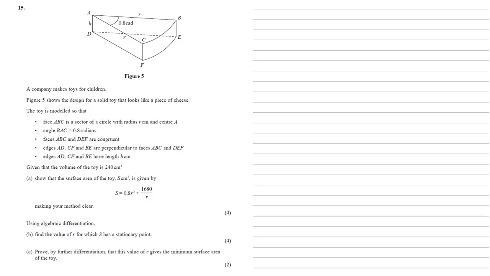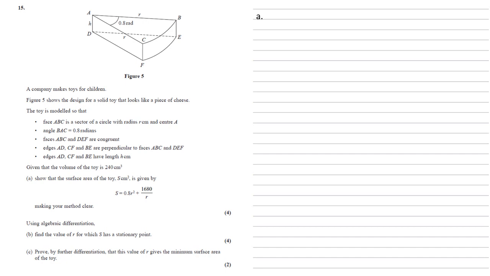length h centimetres. Given that the volume of the toy is 240 cubic centimetres, we need to show that the surface area of the toy, s square centimetres, is given by s equals 0.8 r squared plus 1680 over r, and we need to make sure we make our method clear.